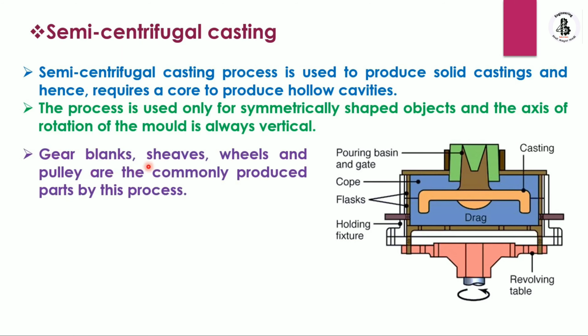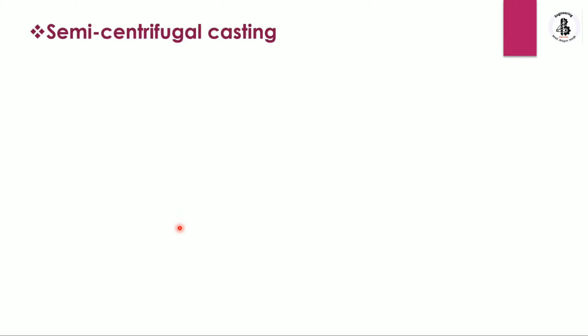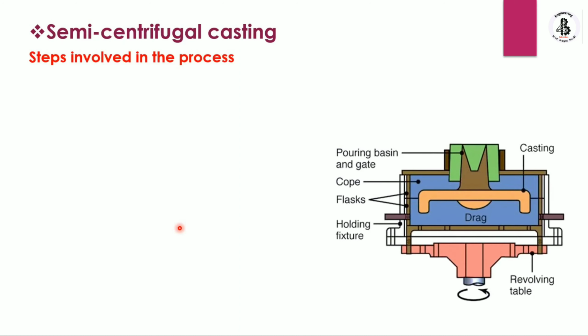Gear blanks, sheaves, wheels and pulleys are commonly produced by this process. These are all the famous applications made with the help of the semi-centrifugal casting process. The figure shows the production of a wheel shaped casting. The semi-centrifugal casting process includes various steps. You can see that is our setup.